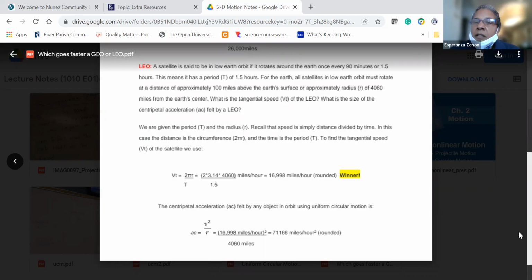That satellite is about 26,000 miles from the Earth's center. This satellite is about 100 miles above the Earth's surface. And again, I'm approximating, which means it has an orbit radius of about 4,060 miles from the center of the Earth. Okay. And so we can use those parameters, 1.5 hours as the period, 4,060 miles as the orbit radius, to help us figure out the tangential speed and centripetal acceleration.